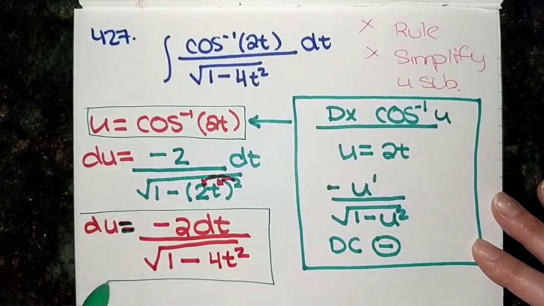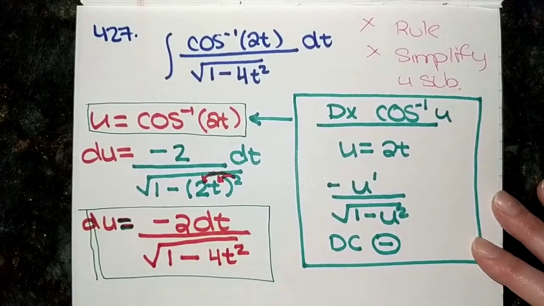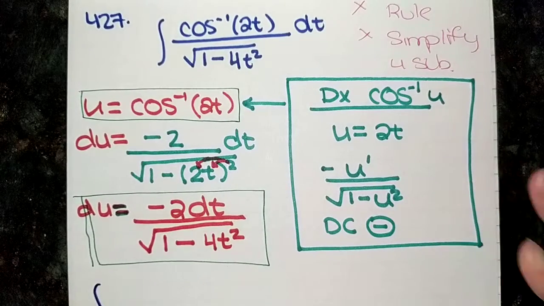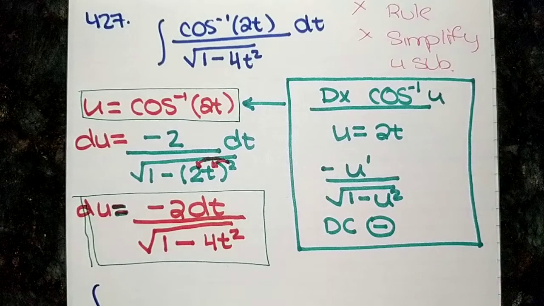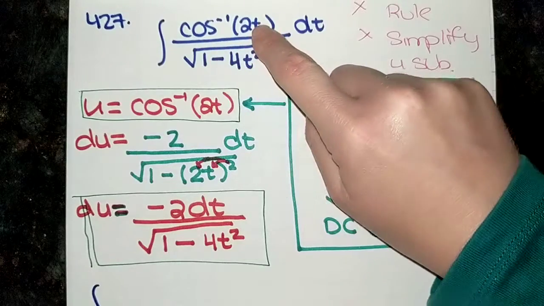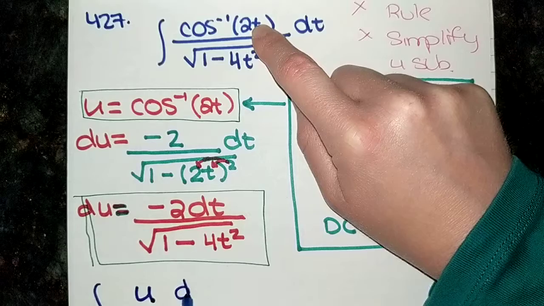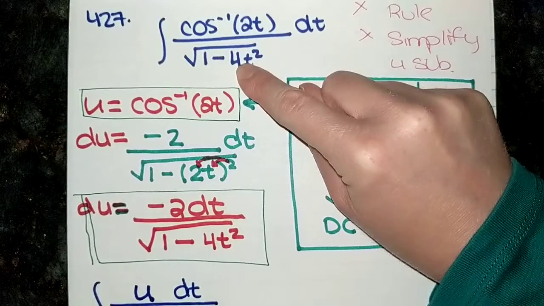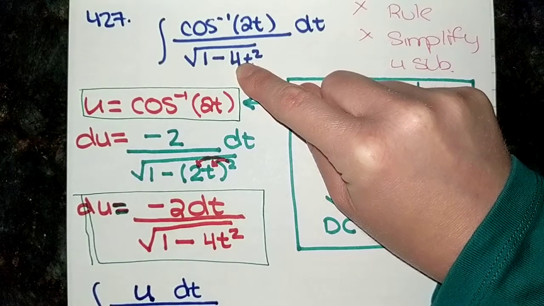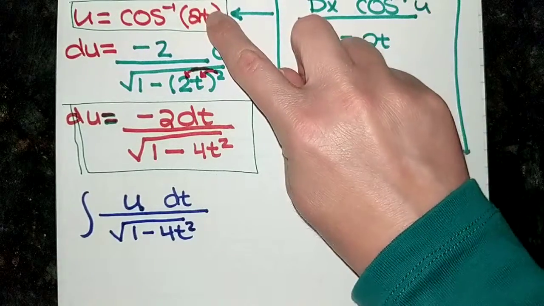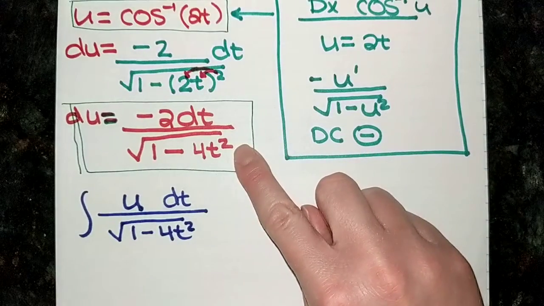Okay, so now we have to make these replacements with u and du. All right, so starting with the original integral, let's just focus on the u replacement. This cosine inverse of 2t will now become u. We will still have the dt, we'll still have the square root of 1 minus 4t squared. All right, so that takes care of the u replacement. Now we'll go to the du replacement.